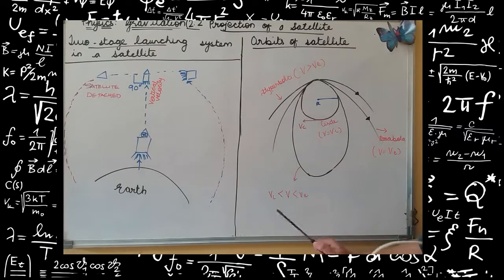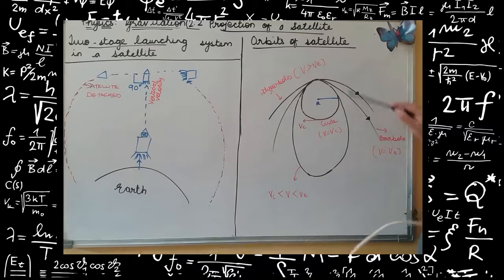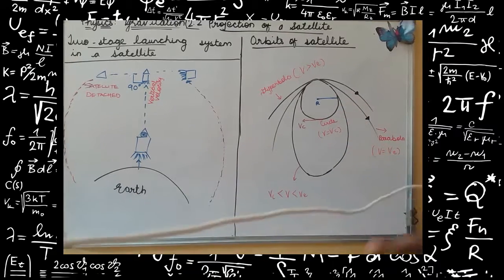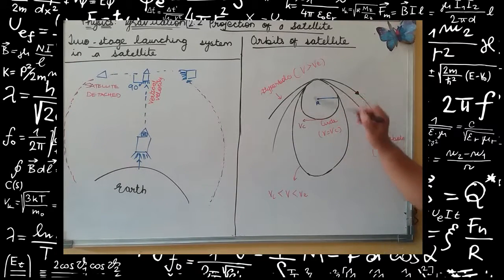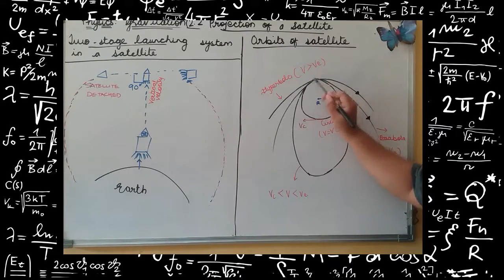But when the critical velocity is less than the projected velocity and the projected velocity is less than escape velocity, the satellite starts moving in an ellipse. This is an ellipse. But when the projected velocity is equal to escape velocity, the satellite starts moving in a parabola. When the projected velocity is greater than escape velocity, the satellite starts moving in a hyperbola.